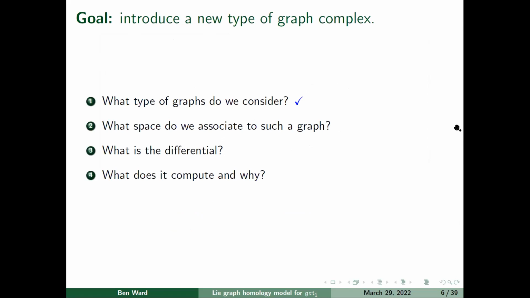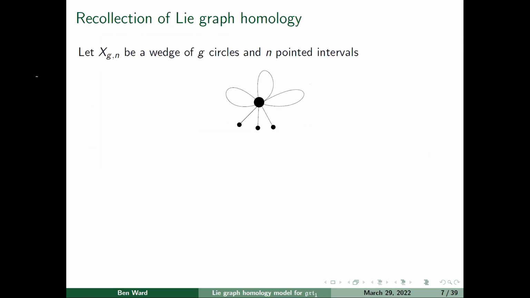What type of graph do we consider? So what do we associate to each such graph? Well, consider that next. And to do that, I need to recall some work of Conant, Kassabov, Hatcher, and Vogtmann. So let me define first this space, X_{g,n}. It's just a wedge of g circles and n pointed intervals. So this is the case where g is 3 and n is 3, pictured here. And the endpoints of these intervals I can distinguish, so they're labeled.